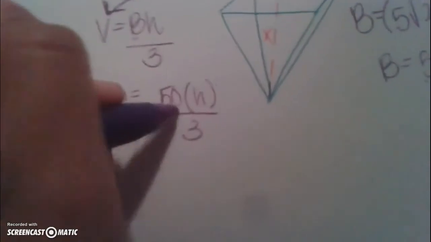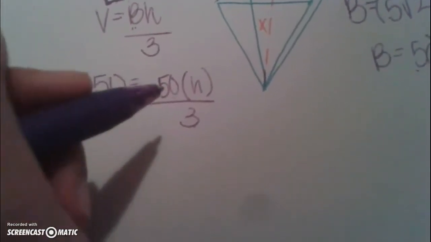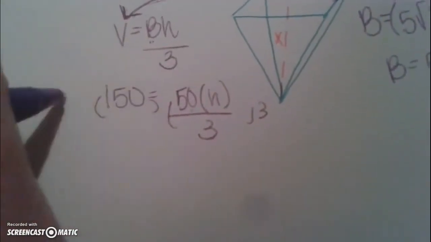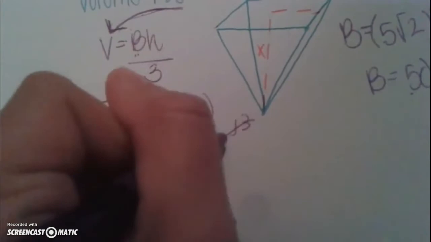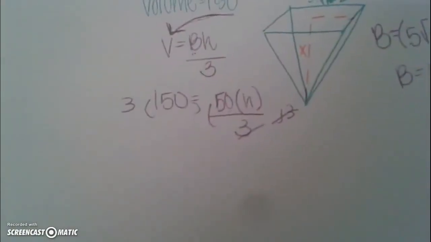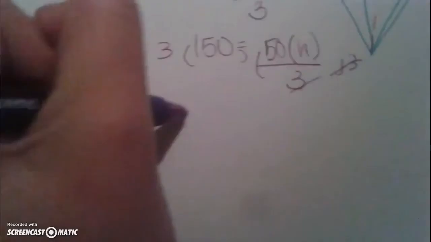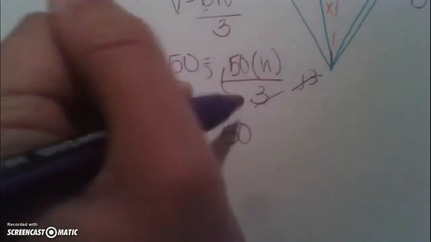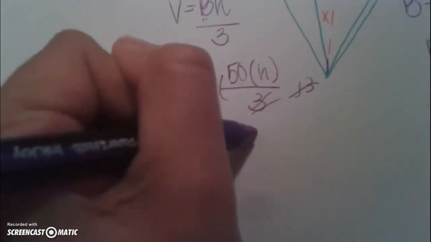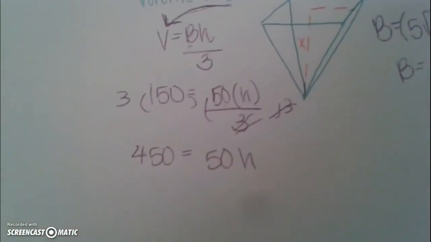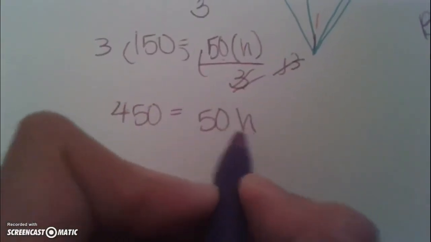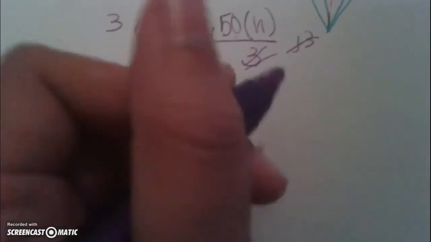Here's another way you could do it instead. Because 50 divided by 3 is like 16.666 repeating, you can times this side by 3 and this side by 3. So that'll cancel out, and we're left with 150 times 3, which is 450. That leaves us with 50h and no more dividing by 3. Then we do 450 divided by 50, because that's technically the h part.